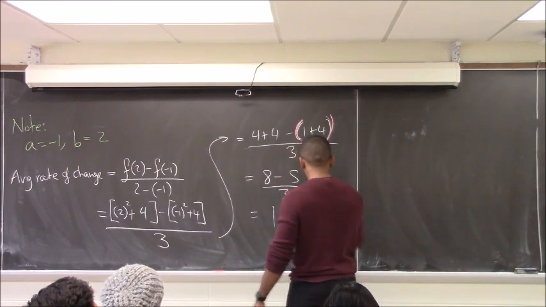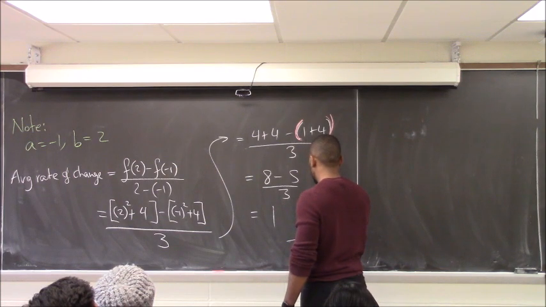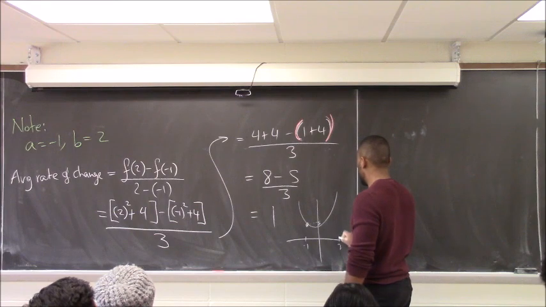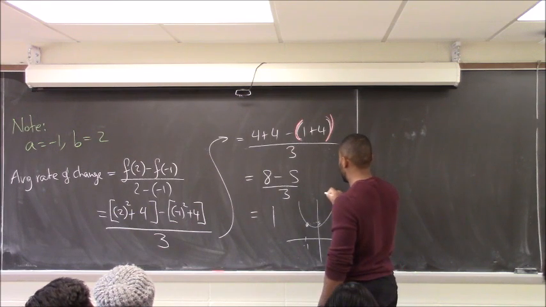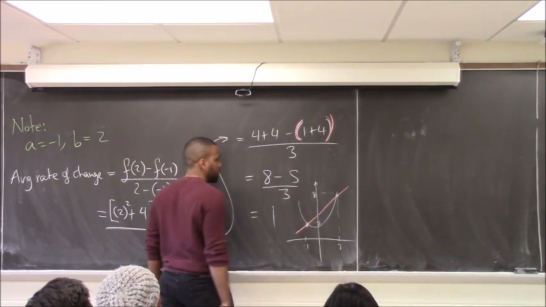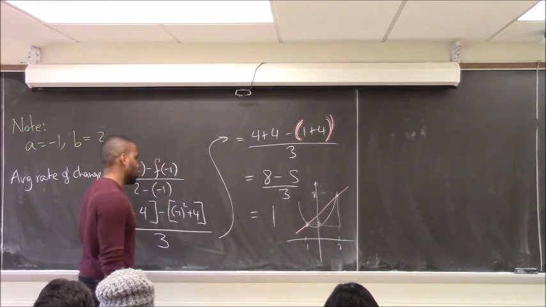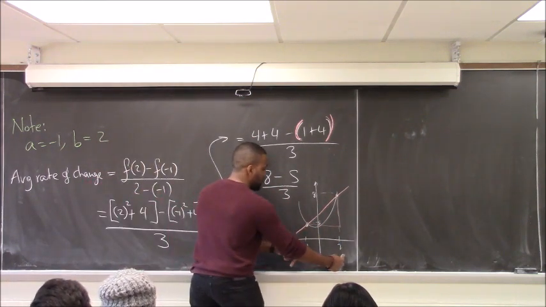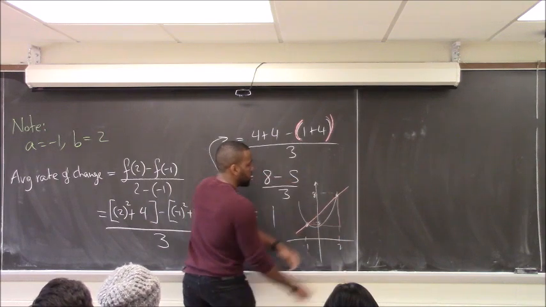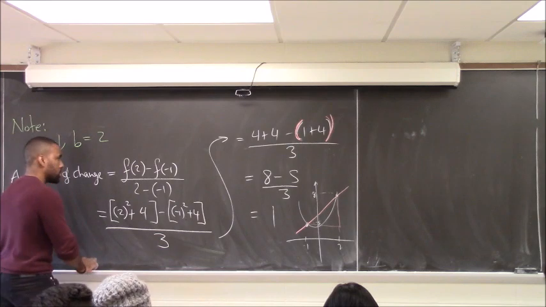So picture here, of course, x squared plus 4. You go from -1, you would end up at 5. And if you go to 2, you would end up at 8. And basically, we just found the slope of the line here. So rise over run was actually 1. Notice that as we move 3 units over, we move 3 units up. So for every 1 unit that the x increases, the y also increased by 1 unit. So that was the interpretation.